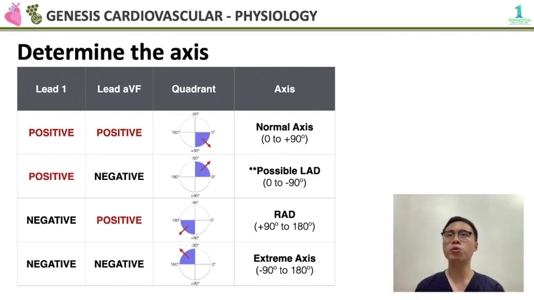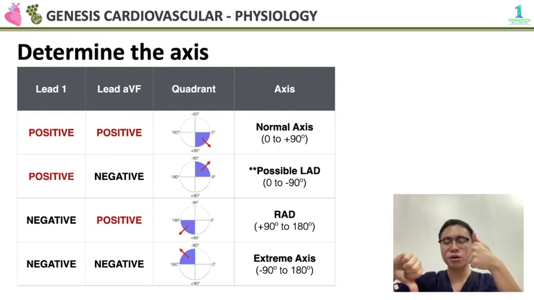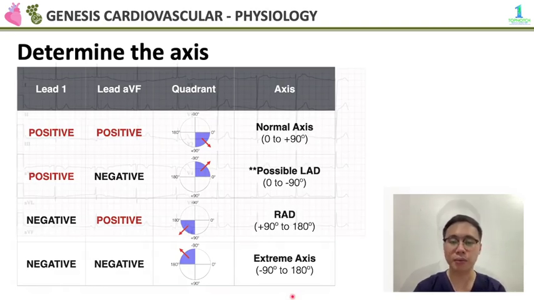Paano naman kung si lead 1, yung left mo, positive siya, pero yung AVF mo, negative, pababa. So, thumbs down. Yung left hand ko yung nakataas. So, it's left axis deviation. What if naman baliktad? Yung lead 1 ko, pababa. Yung AVF ko, pataas ang QRS complex. So, yung right ko yung nakaturo pataas. So, it's a right axis deviation. Pag both pababa, negative, negative, that's extreme axis deviation. Okay, so that's how I remember it.